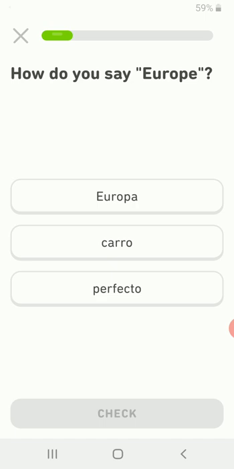So if you study 34 hours on Duolingo, it's like one semester at the university, which is quite good.